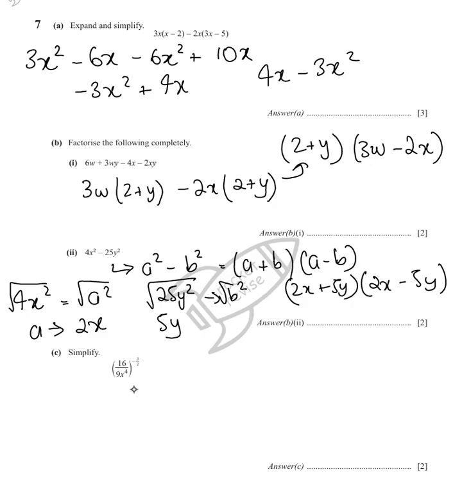Okay. Now let's solve this one. 16 over 9x raised to the power of 4 raised to the power of minus 3 by 2. Now whenever we have a negative in the index, we can often turn the signs upside down, right? So this can also become 9x power 4 over 16 raised to the power of 2 by 3, right? This can. Okay. Now what do we have?